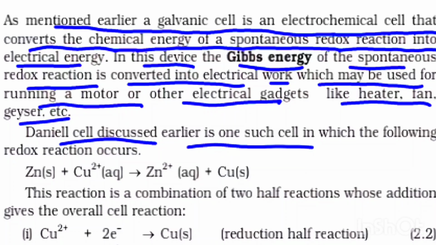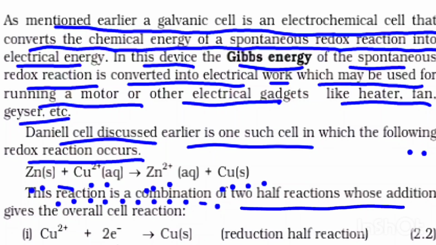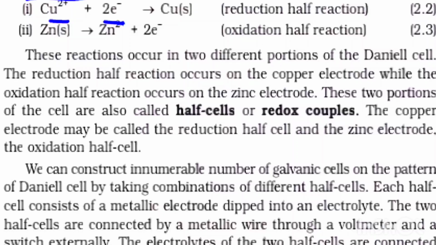The Daniell cell discussed earlier is one of such cells in which the following redox reaction occurs: Zn(s) plus Cu2+(aq) gives Zn2+(aq) plus Cu(s). This reaction is a combination of two half reactions: Cu2+ plus 2 electrons gives Cu(s), which is the reduction half reaction, and Zn gives Zn2+ plus 2 electrons, that is the oxidation half reaction.